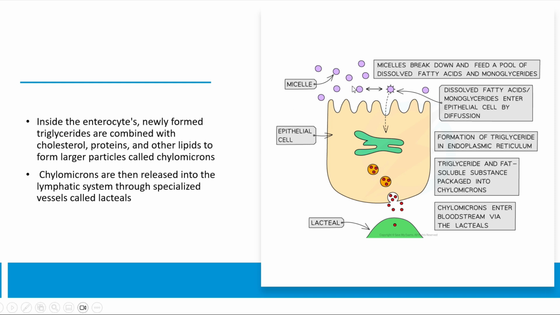So, a little recap here. The micelles come through. They have the fatty acids and monoglycerides. They combine with cholesterol and proteins with the endoplasmic reticulum. Therefore, the chylomicrons get released and move across to the lacteal. Not the micelles, the chylomicrons. The chylomicrons move through and go into the lacteal.